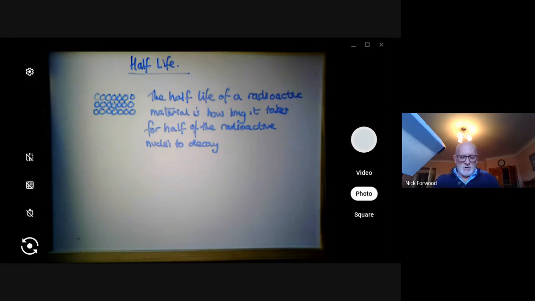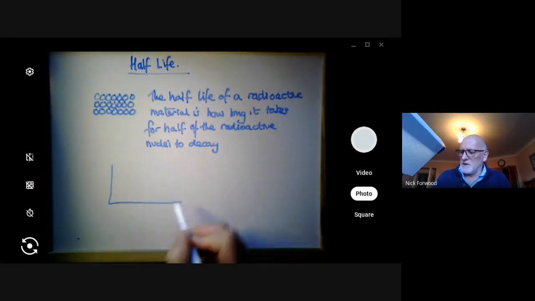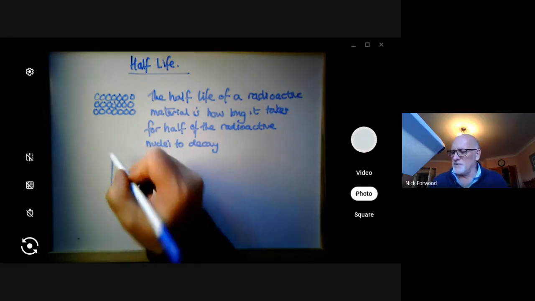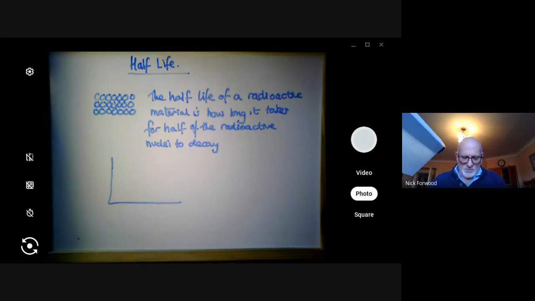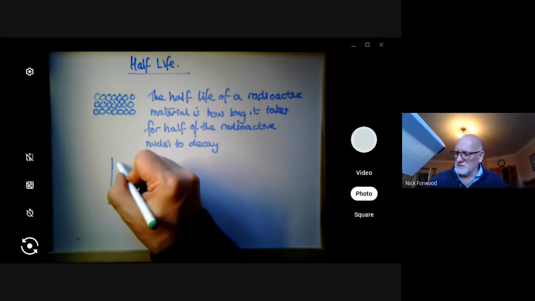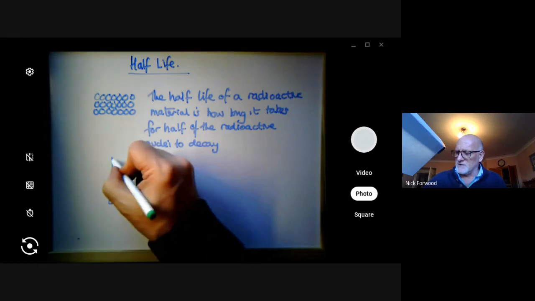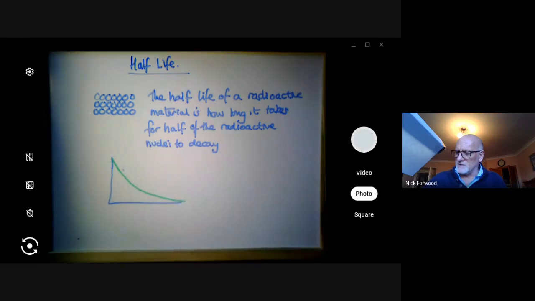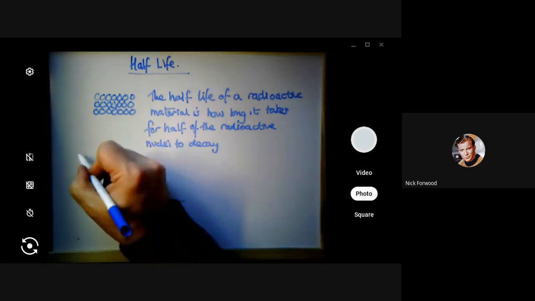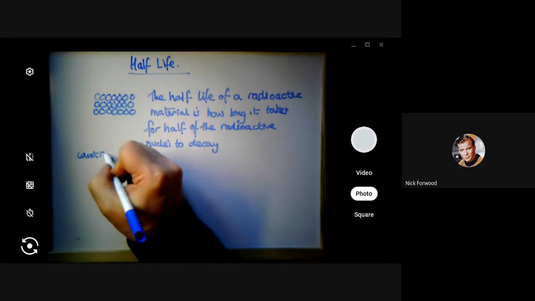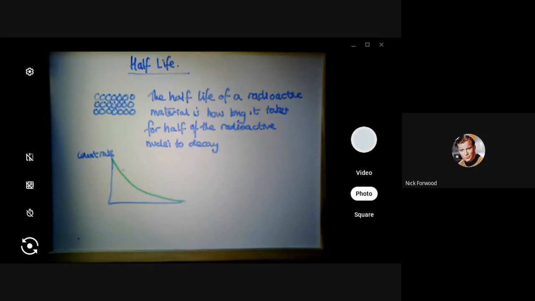Now, if we do an experiment and record some results of this thing called half-life, and how long it takes for half of the nuclei to decay, we'll end up with a very characteristic graph, something called a half-life curve. What we've got here is something called the count rate. How many are in the game at the start? And along the bottom we've got time, and we can record over a period of time.